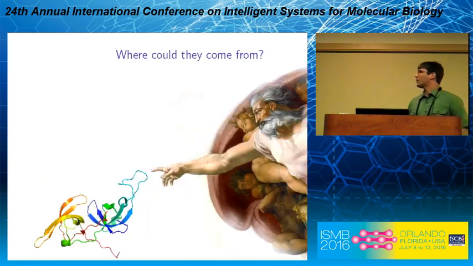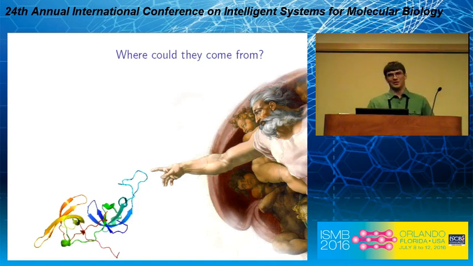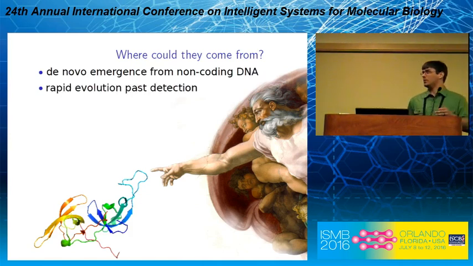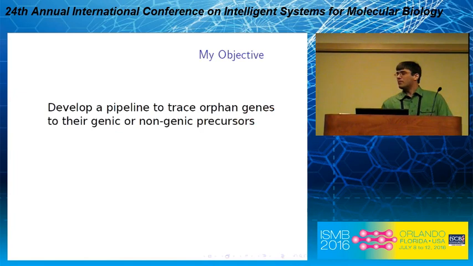So where could they possibly come from? Amir basically covered this pretty well for me, but the two general possibilities are de novo emergence from non-coding DNA, or perhaps they could actually be descended from ancient protein coding genes, but they've evolved beyond recognition. So the objective for my pipeline is to trace these orphans to their genic or non-genic precursors.